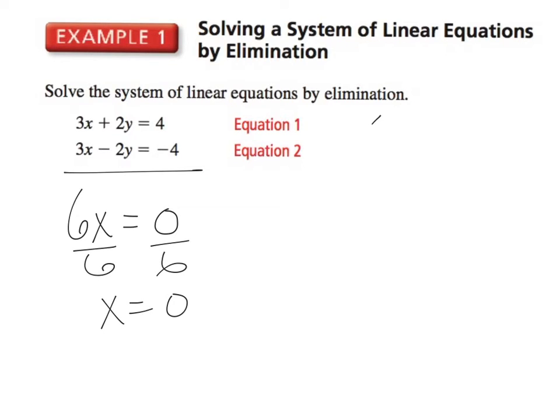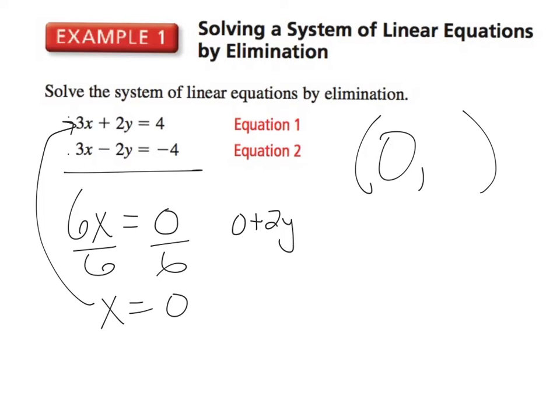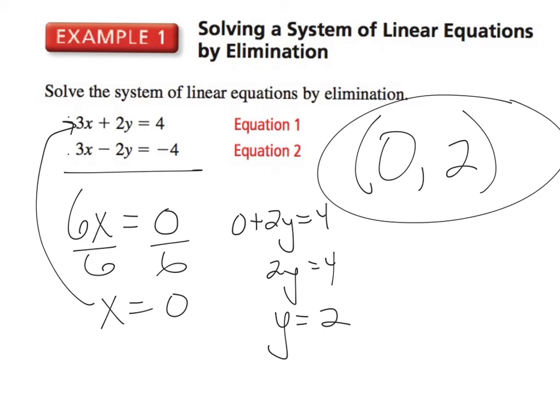So easy. Now I take the value of x and plug it into either equation. I'm going to plug it into the first one. Well, 3 times 0, 3 multiplied by 0 is 0, plus 2y equals 4. 2y equals 4, and that gives me y equals 2. So the solution to this system is (0, 2).